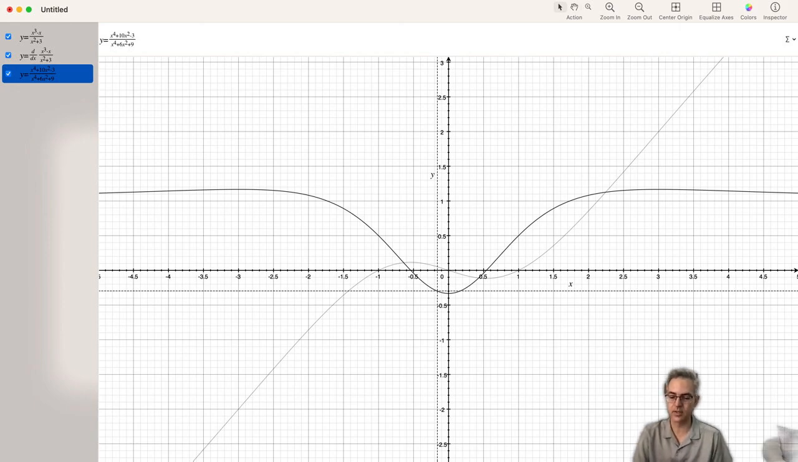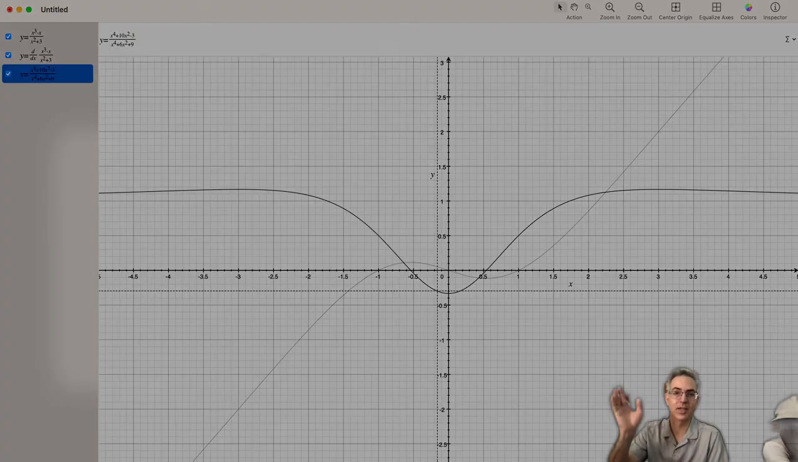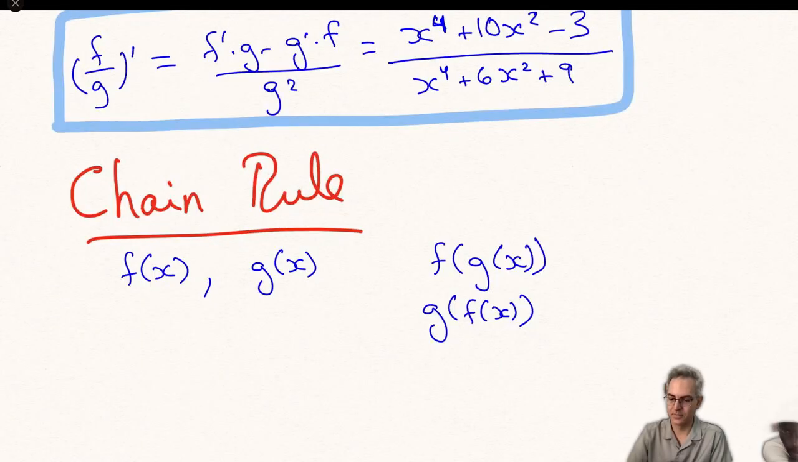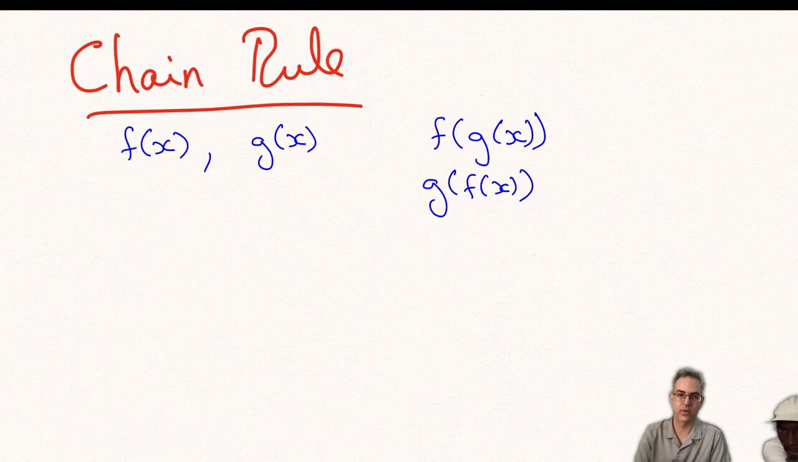So the chain rule says, all right, I know how to differentiate f of x. Let me put this back on the screen for our friends to see what we're doing. So we're moving on to the chain rule. Given a function f of x and a function g of x, I can make the composition f of g of x or g of f of x, and these may or may not be the same thing. That's not automatic.